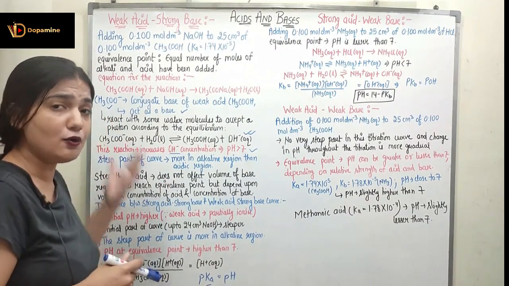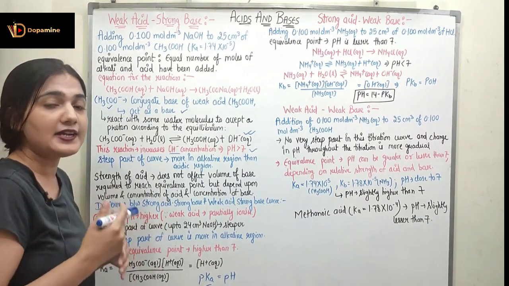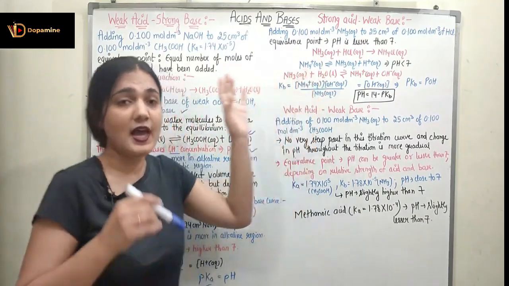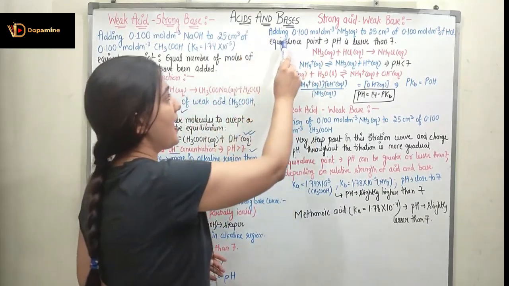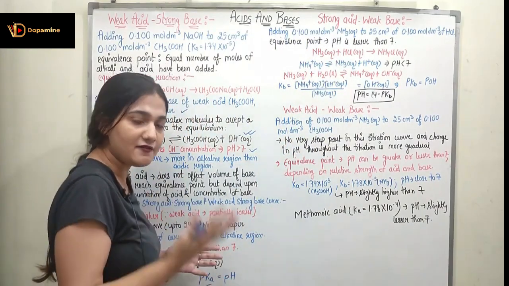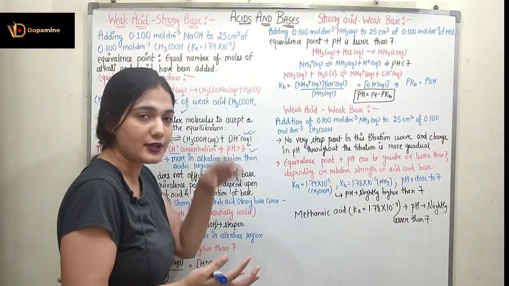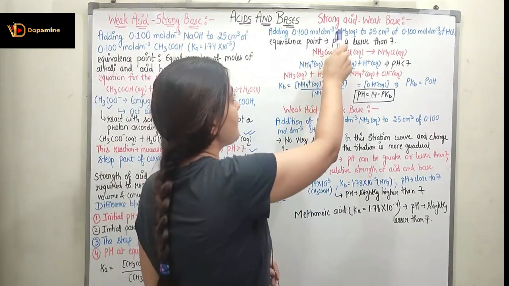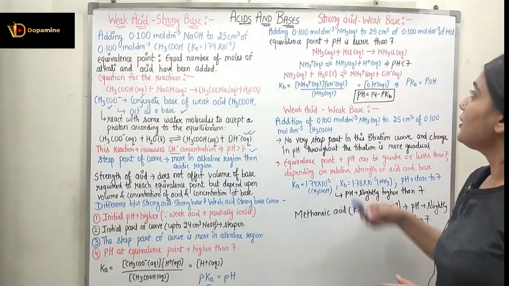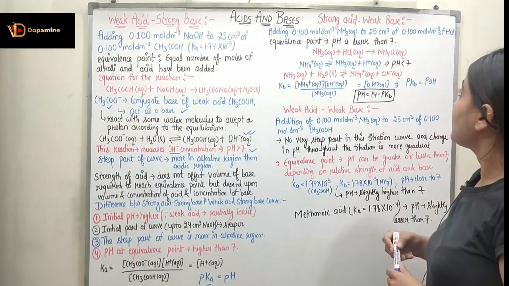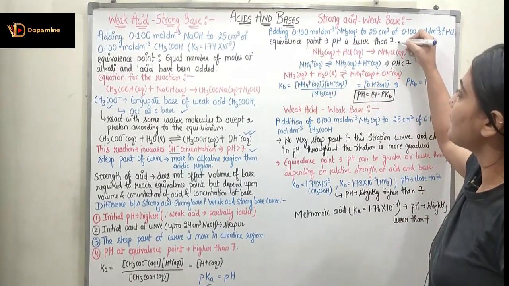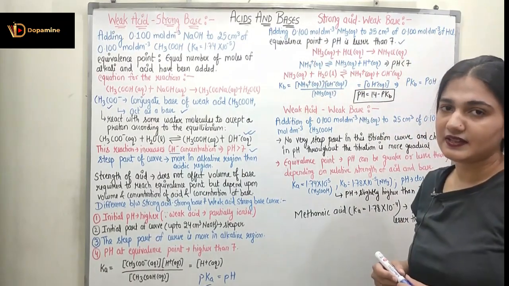Right, I have now made you clear about the titration of a weak acid and strong base. Now coming to the strong acid and weak base. The acid is now strong. I am adding 0.100 mole per decimeter cube of NH3. Again, I have acid in the container and I am adding base. The base is a weak base, 0.100 mole per decimeter cube of NH3 in aqueous form, to 25 centimeter cube of 0.100 mole per decimeter cube of HCl. The equivalence point will have pH lesser than 7 in this case, right?